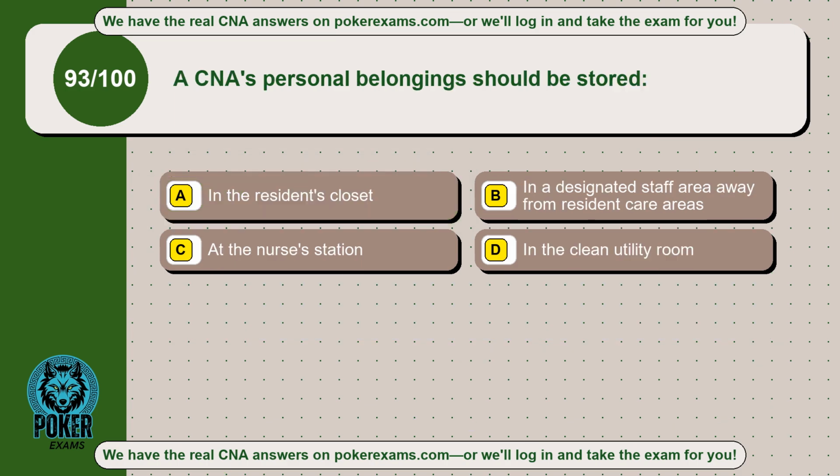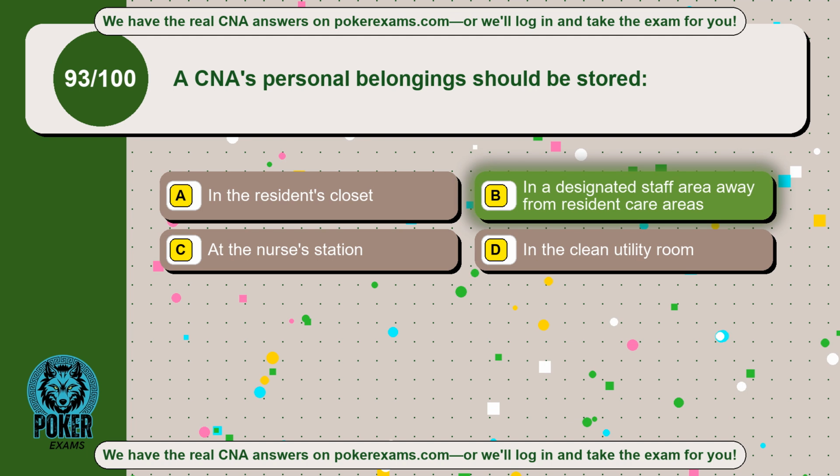Question 93. A CNA's personal belongings should be stored: Option A, in the resident's closet. Option B, in a designated staff area away from resident care areas. Option C, at the nurse's station. Option D, in the clean utility room. The correct answer is option B, in a designated staff area away from resident care areas.